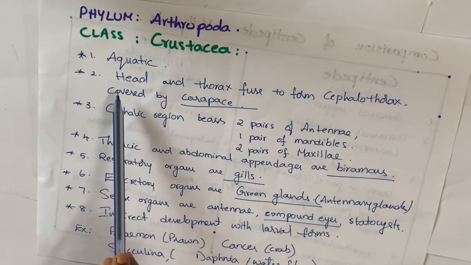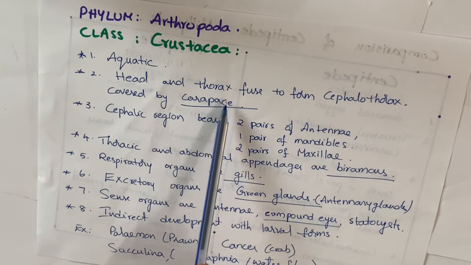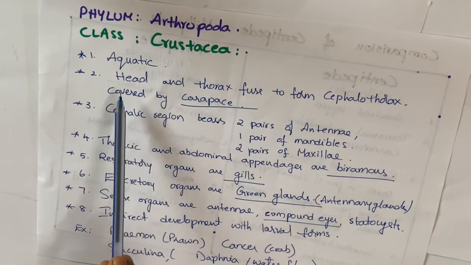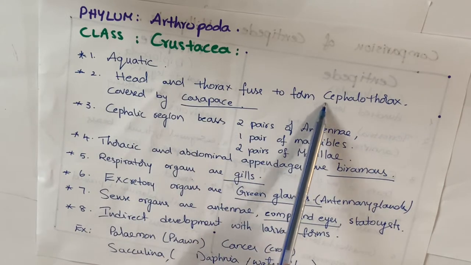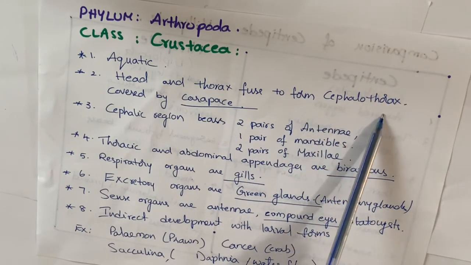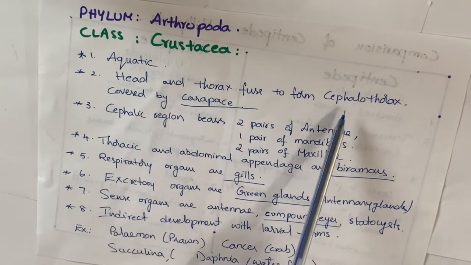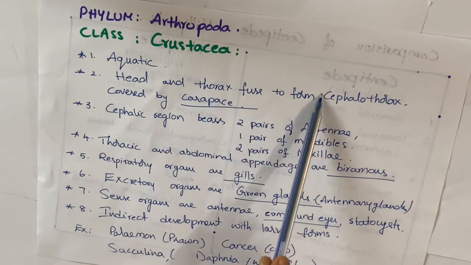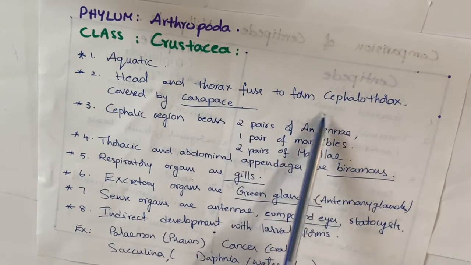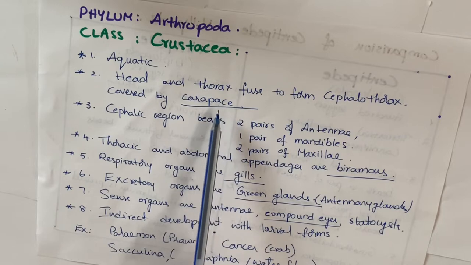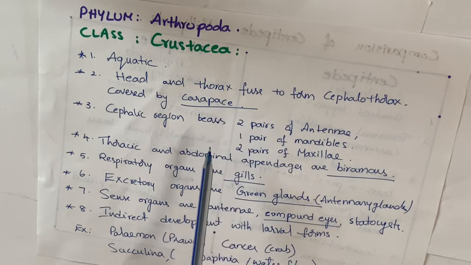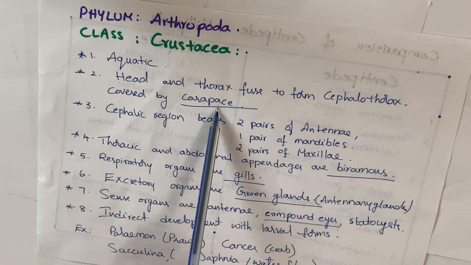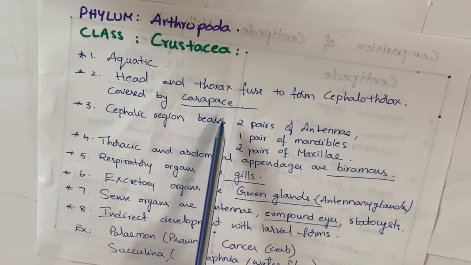So the body is divided into head and thorax and abdomen. So head and thorax are fused to form a common structure which is known as cephalothorax. So this is important. So here the head and thoracic region are united to form cephalothorax, which is covered by a carapace. So in crabs, this carapace is formed by calcium carbonate. In crabs, it is a very hard structure made up of calcium carbonate. Crab means peetalu, telugulo peetalu antaru.